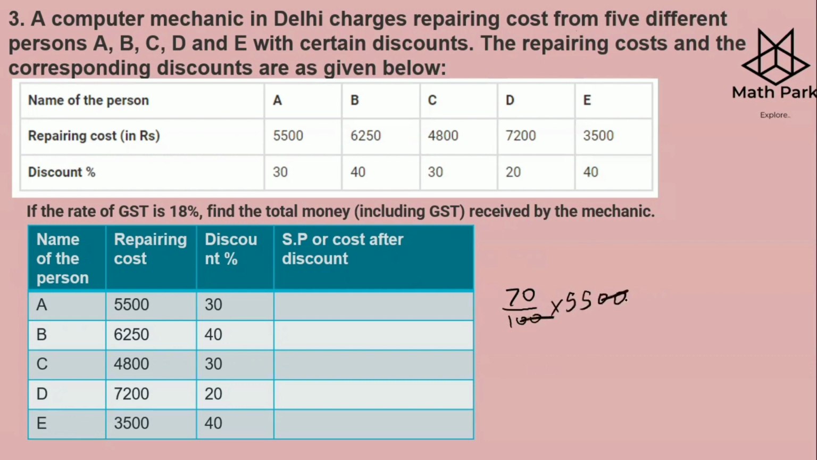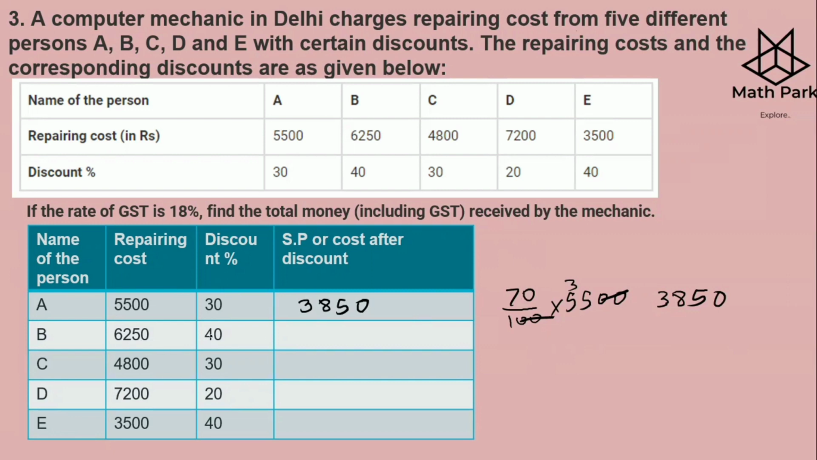So let us simplify. So 55 into 7, 55 times 7, 5 sevens are 35, 3 carry, 5 sevens are again 35 plus 3 is 38. And then this one 0. So 3,850. This is rupees 3,850 is going to be the selling price. It is going to be the repairing cost for the person A after discount.